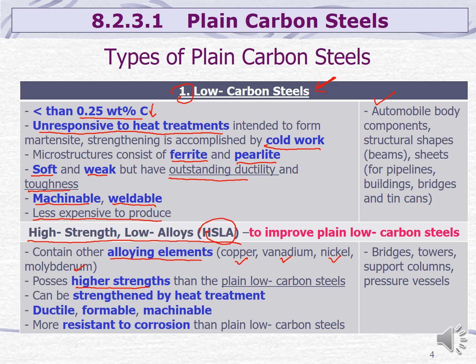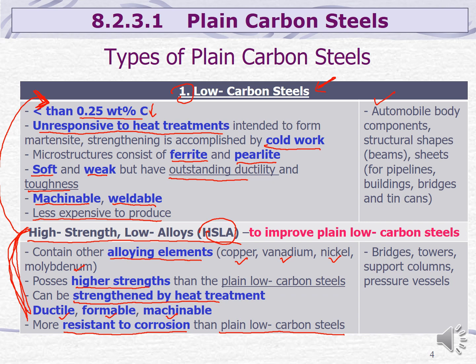Okay, it can be strengthened by a heat treatment process. This alloy is ductile, formable, and machinable. And this alloy is more resistant to corrosion compared to the plain low carbon steels. Meaning that this alloy was created in order to improve the weaknesses of the low carbon steel.